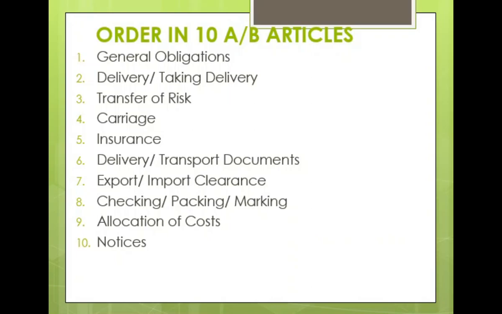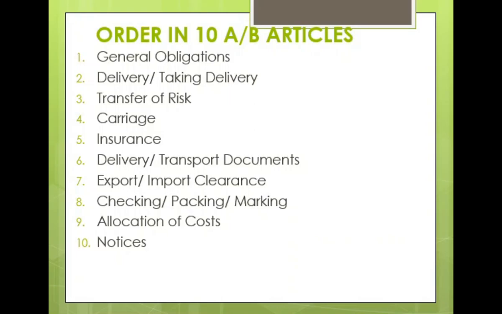The 2A will be for seller, 2B will be for buyer. 3 will be transfer of risk. 4 is carriage. 5 is insurance. 6 is delivery or transport documents. 7 is export or import clearance. 8 is checking, packing, and marking. 9 is about allocation of costs.